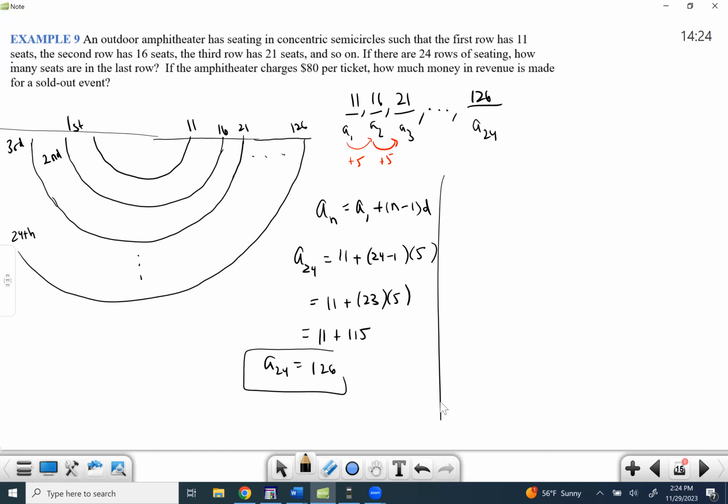Anyhow, so let's see here. This one wants us to find out how much money in revenue is made for a sold out event. So we've got to figure out how many seats there are all together. So in other words, we need to add up all the rows. So we're going to be using the sum formula.